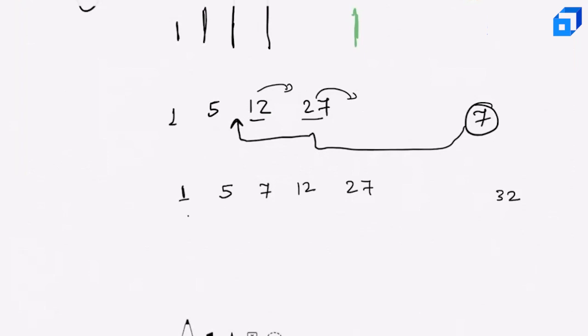I'll figure out where 32 should lie here. I'll figure out 32 should come here. I'll insert 32 here. Everything after 32 would be pushed one space back to make space for 32. Here, there is nothing. This is called insertion sort.